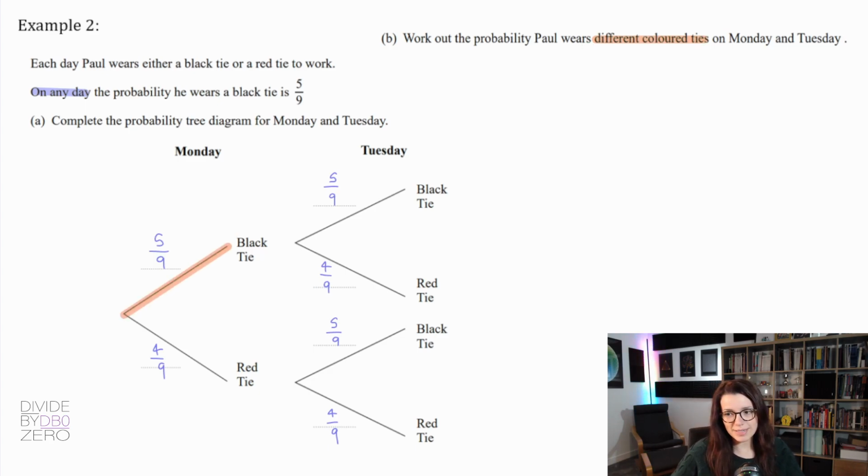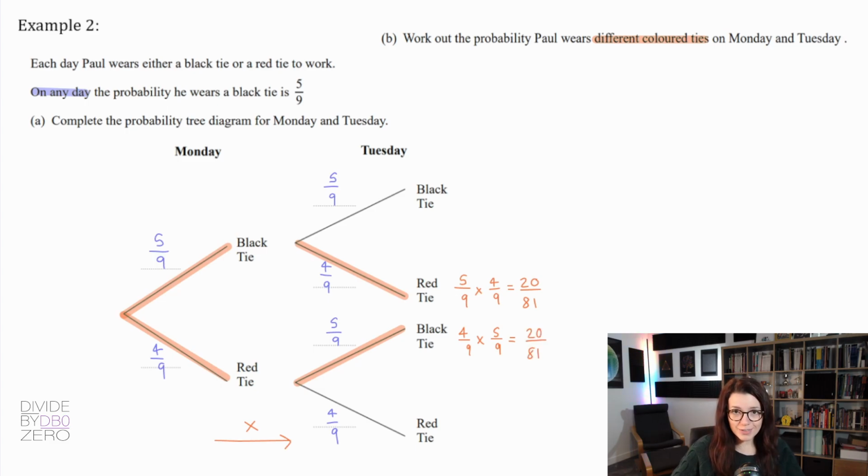So black tie on Monday and then red tie on Tuesday. Or he could wear a red tie on Monday and then a black tie on Tuesday. Those would be the pathways for different coloured ties. We're going across the tree diagram to start with, which means we want to times the probabilities. So for this one, it will be 5 over 9 times 4 over 9, which is 20 over 81. And for this one, it will be 4 over 9 times 5 over 9, which again is 20 over 81.